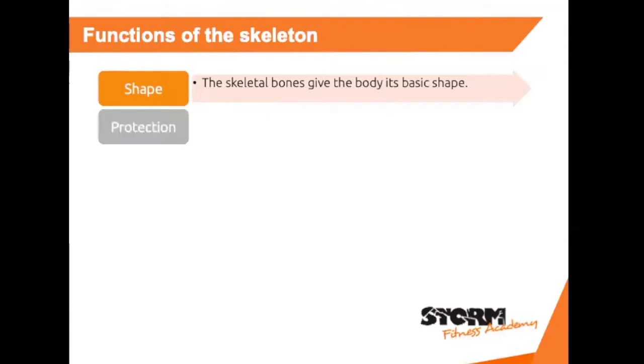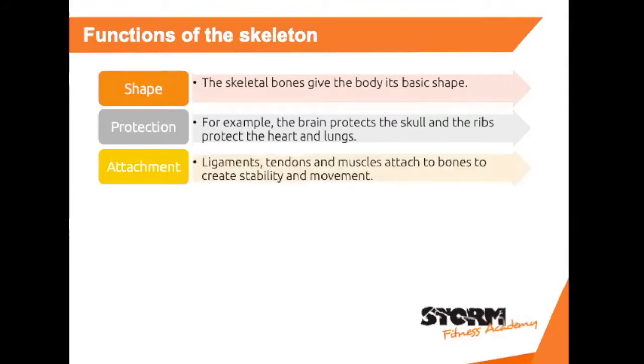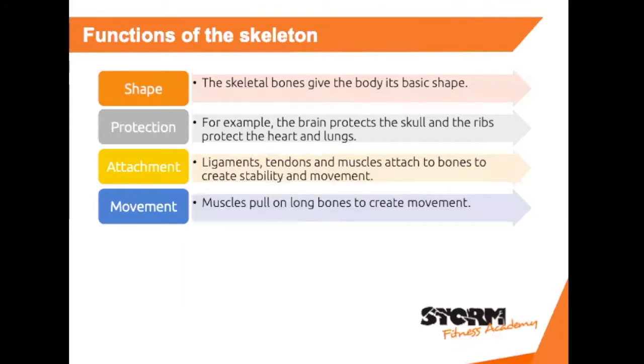Protection. For example, the skull protects the brain and the ribs protect the heart and lungs. And attachment. So we obviously have bones that are attached to muscles, and the muscles attach to the bones with tendons. When the muscles pull, the tendons pull the bones, and that obviously creates movement as well. So ligaments, tendons, and muscles attached to bones create stability and movement. Muscles pull on long bones to create movement.